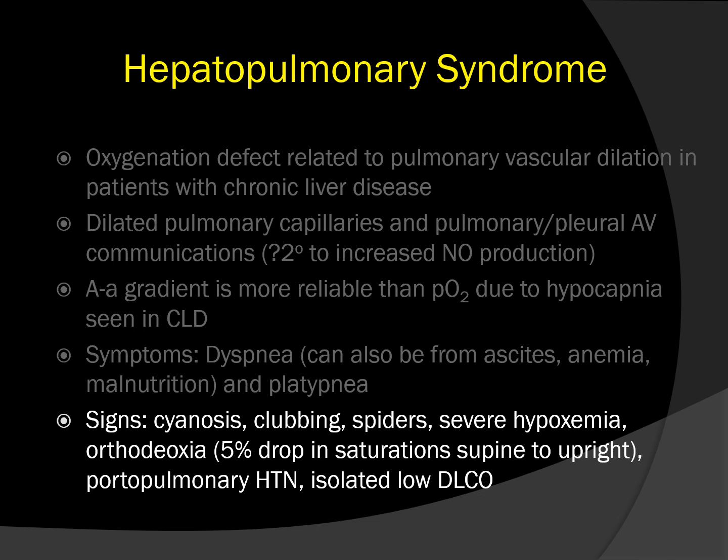lung. Another sign of hepatopulmonary syndrome is portopulmonary hypertension, which is a form of group 1 pulmonary hypertension.